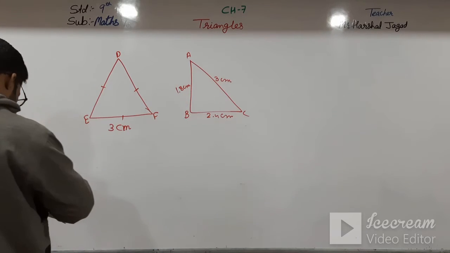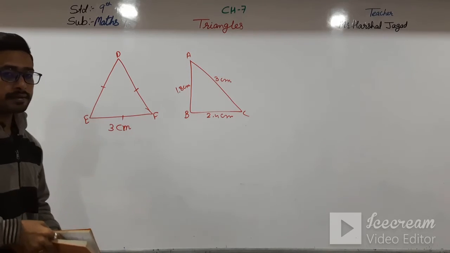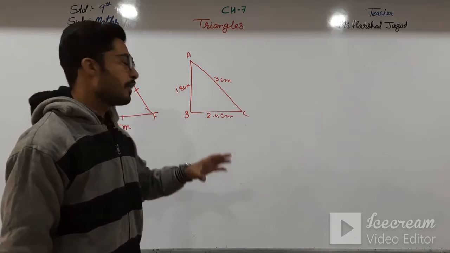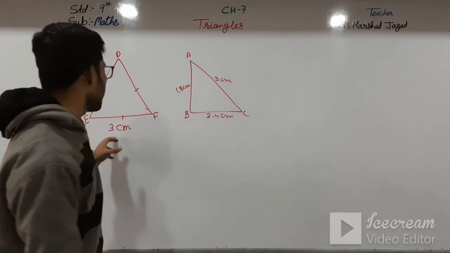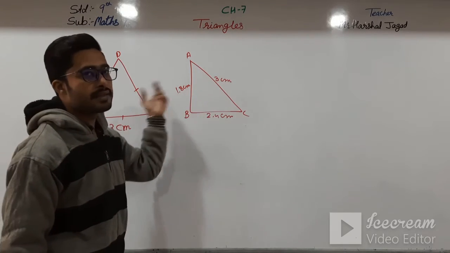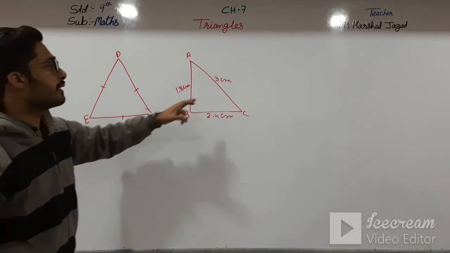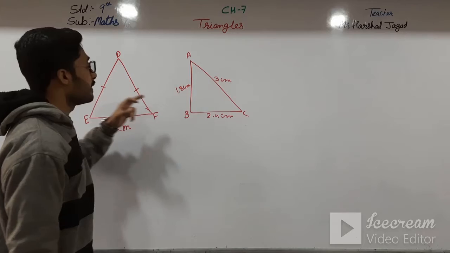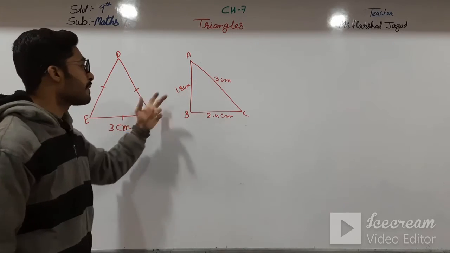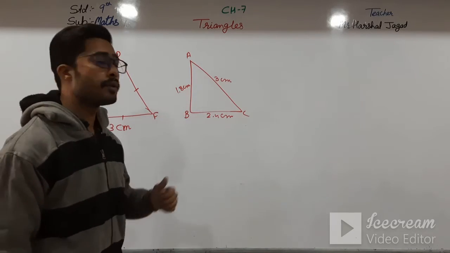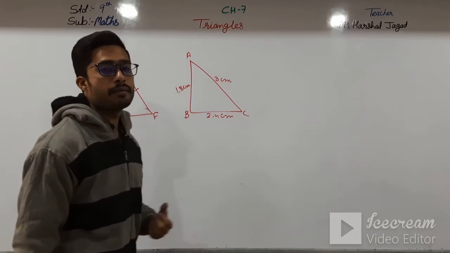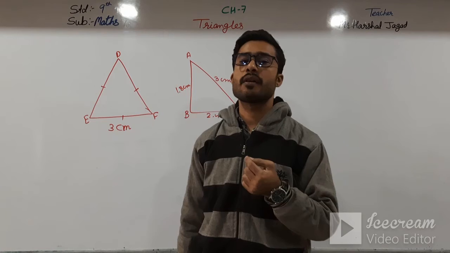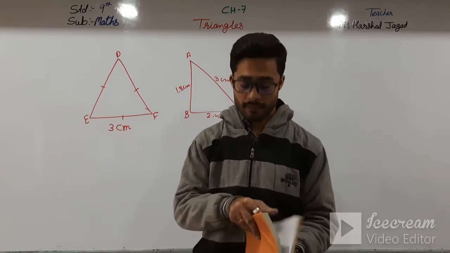Can anybody tell me whether these two figures are congruent to each other or not? Only one side is the same. If I say this side and this side, then it is the same. The other two are not the same as the other. So can we say that they are congruent to each other or not? No, they are not congruent to each other.